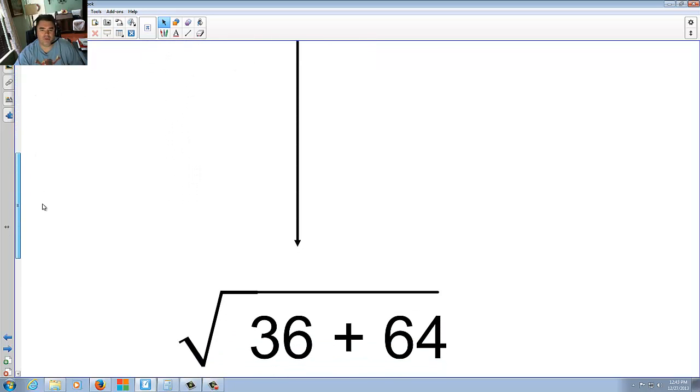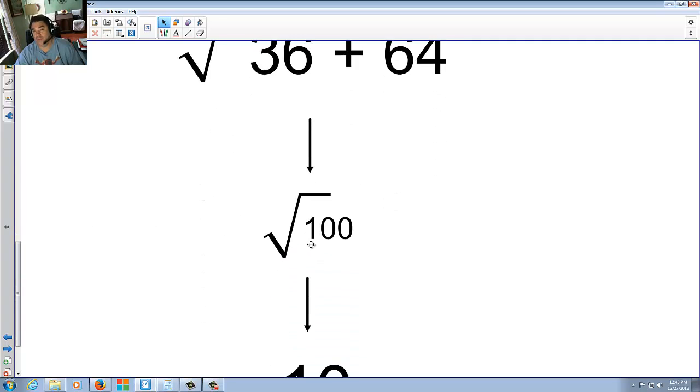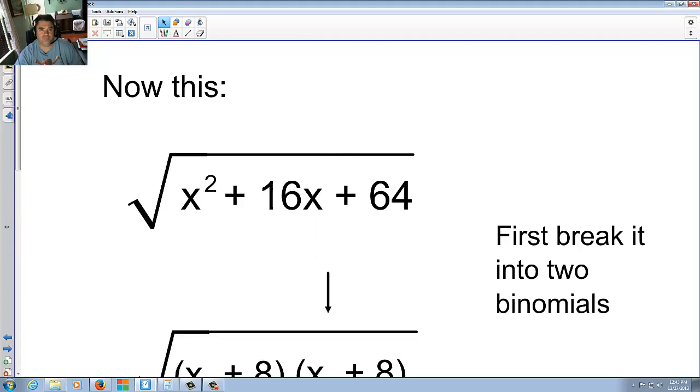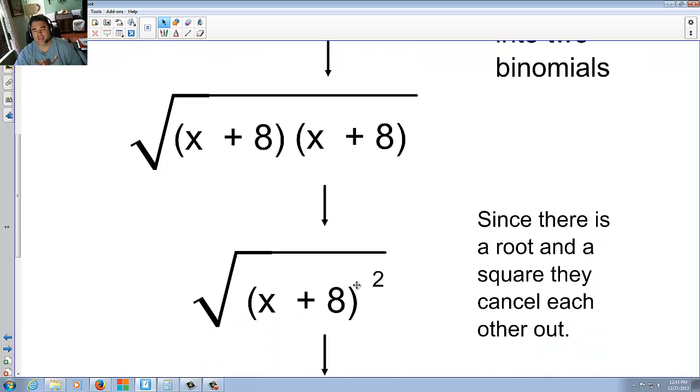6 squared makes 36, 8 squared makes 64, add them together, you get 100, root of 100 is 10. Next, now this, x squared plus 16x plus 64, first break it into two binomials. So if you remember, what two numbers added make 16, but multiplied make 64, and the answers are 8 and 8. So you have x plus 8 times x plus 8, which becomes x plus 8 squared.